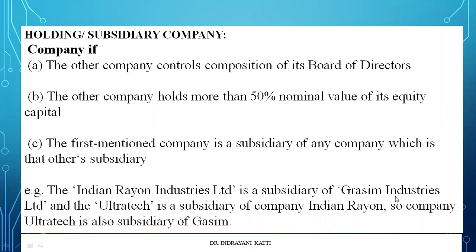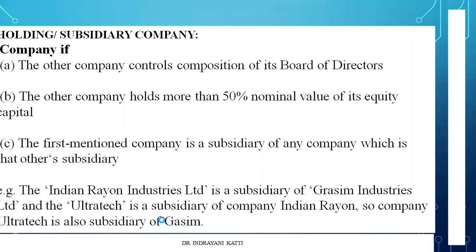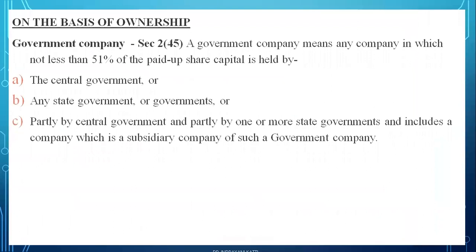It means what? Holding company is Grasim Industries Limited, and Grasim Industries Limited is having a subsidiary company which is named Indian Rayon Industries Limited. And this Indian Rayon Industries Limited has a subsidiary company that is called Ultratech, which produces cement, right? Ultratech is a subsidiary of Indian Rayon, so Ultratech is also called a subsidiary of Grasim. Got an idea, right? The third sentence meaning is the same. So here you understood what is a holding company and what you mean by a subsidiary company.